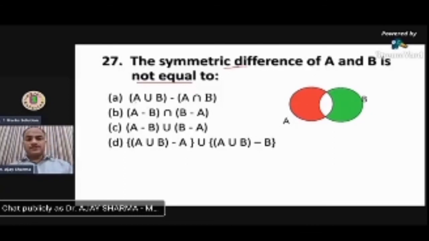So here, the first one is A union B. From this union, we have to subtract A intersection B. अगर ये white portion remove कर दें, ठीक है? Then what do we get? We actually get the same portion. So this is equal to the symmetric difference. Fine. So this is not our required answer.